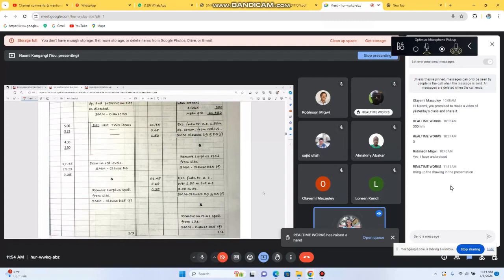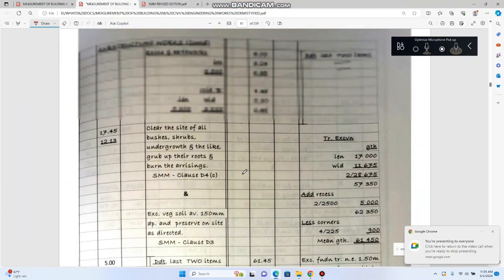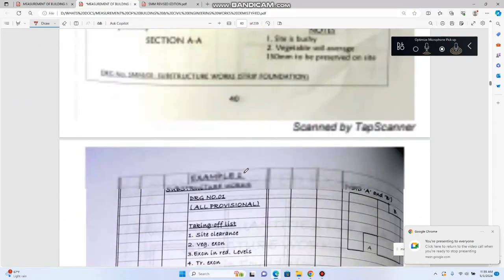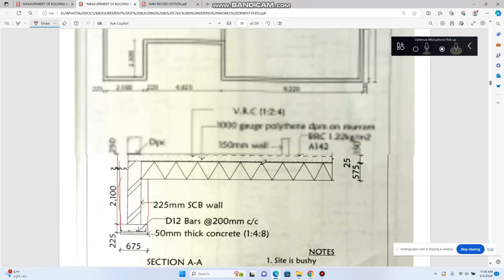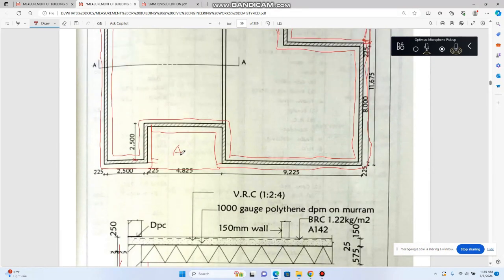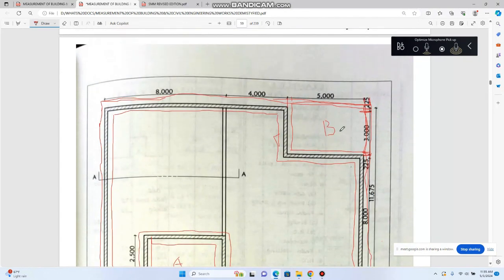Everyone is good. Now, can you please go over the width again for void A? The void, okay, this is void A. You want us to show the width, right? Void B, void B. The width.